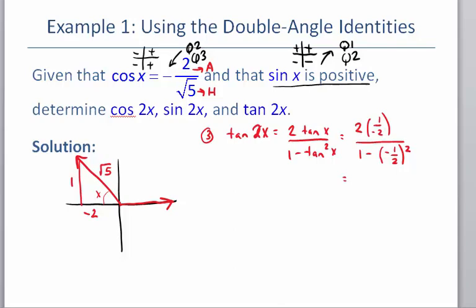So on the top, 2 times negative 1/2, the 2's will cancel, leaving me a negative 1. On the bottom, I'm going to have 1 minus, and I'm going to go ahead and square the 1/2. That will become 1/4. So I have negative 1 divided by 1 minus 1/4 is going to be 3/4. And remember that when you have a number divided by a fraction, you're going to write the number down as is. You're going to take the reciprocal of the denominator and multiply. And so our final answer will be negative 4 divided by 3.